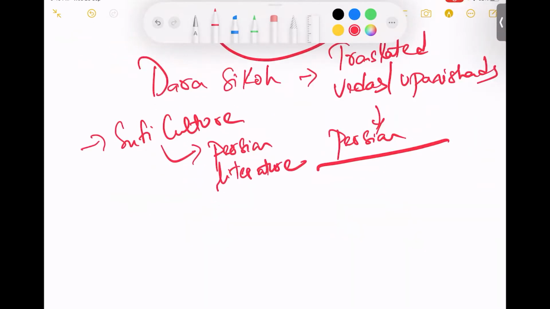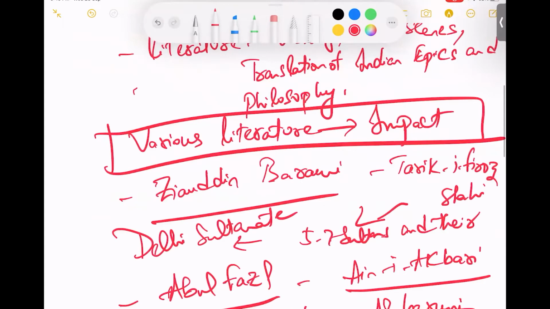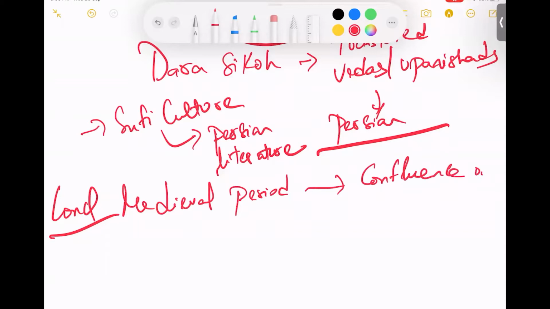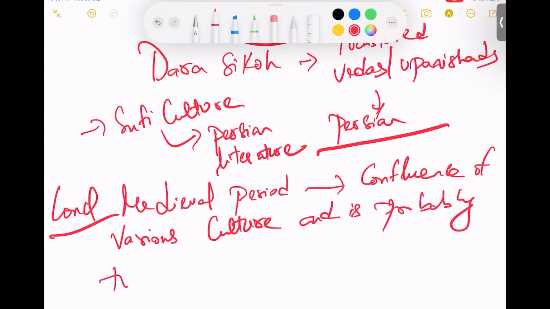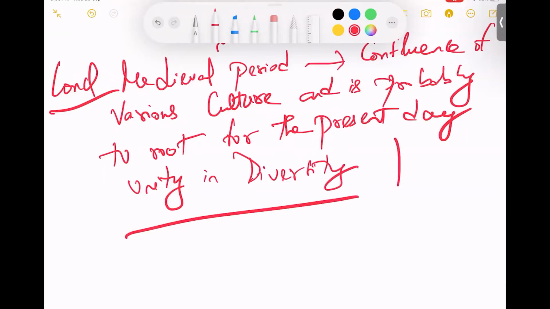Okay. And then after mentioning all these points, you can say, in the conclusion, that the medieval period was a kind of confluence of various cultures and is probably the root for the present day unity in diversity. Clear? Clear, yes, sir.